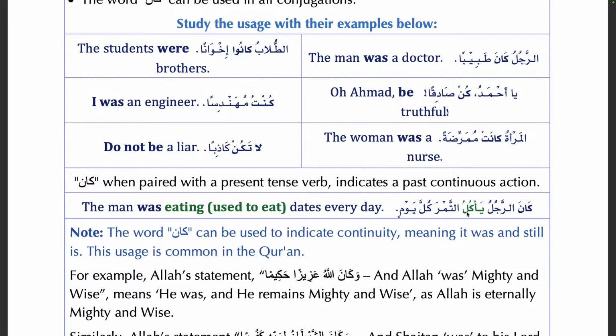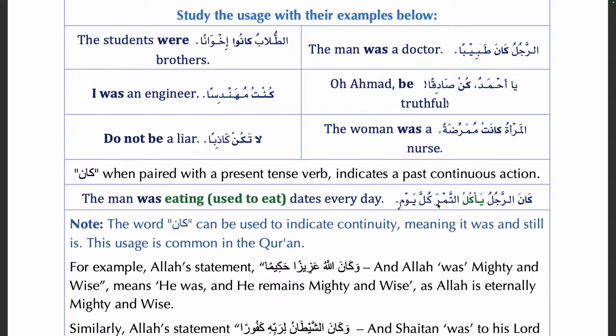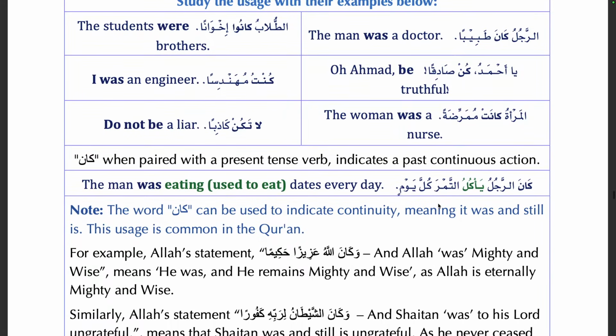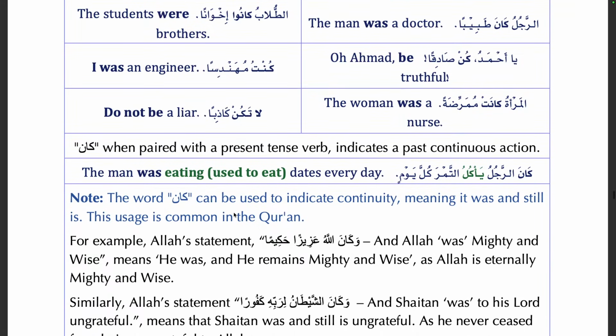Now, when you put kana with this present tense verb, it's going to mean the man used to eat. The man was eating dates every day. He used to eat dates every day. Right? Kulla yawm. The man used to eat dates every day. Something that used to happen over and over. Right? Not a one-time thing. Clear?